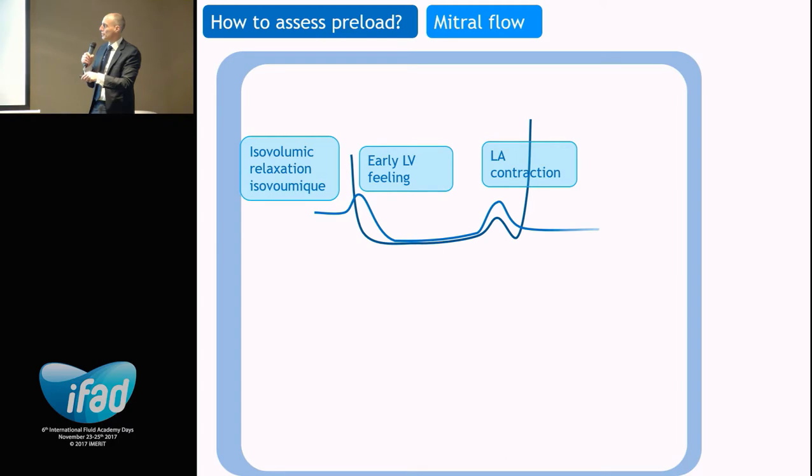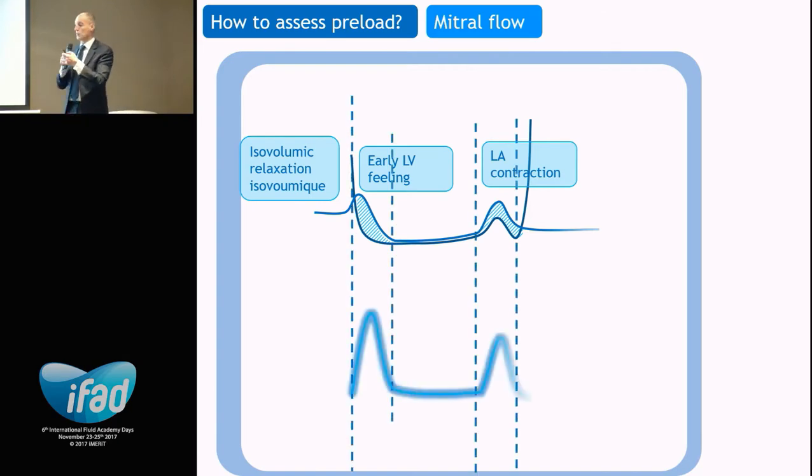Then the left atrial pressure at that time increases. Then during the ventricular filling here, there is only a very small difference in pressure between the atrium and the left ventricle. And at the end of diastole, what happens here? The left atrial contraction. What it means is that at the beginning and at the end of diastole, there is a pressure gradient between the left atrium and the left ventricle.